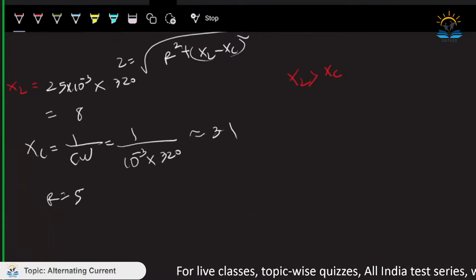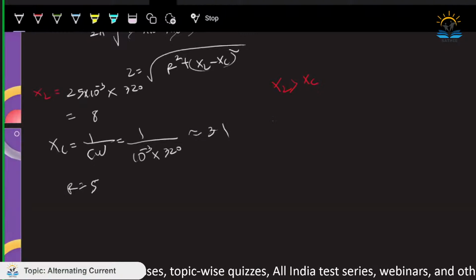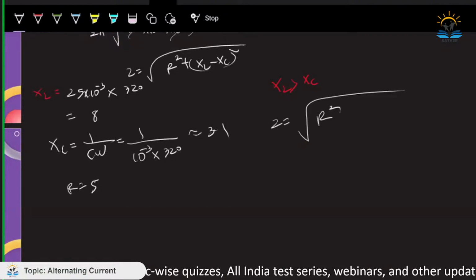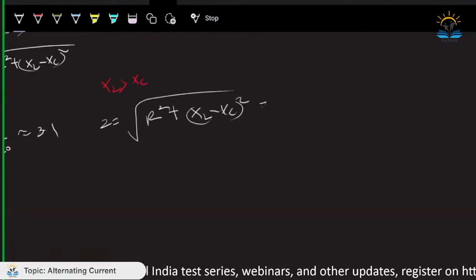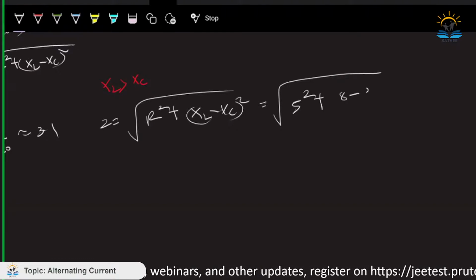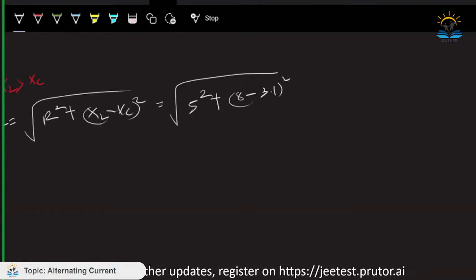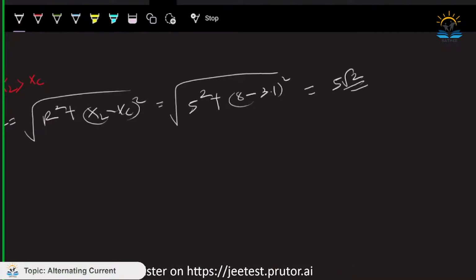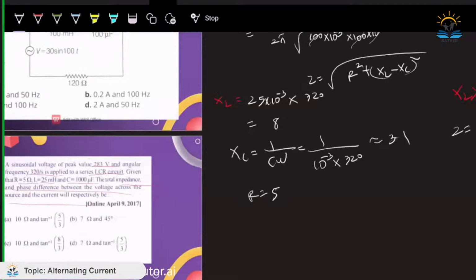So our impedance will be root of R square plus XL minus XC whole square. So it will be root of 5 square plus 8 minus 3.1. 8 minus 3.1 is approximately 4.9, then I can take it as 5. So root of 5 square plus 5 square, it will be 5 root 2. Root 2 is 1.4. 5 into 1.4 is approximately 7. So impedance we got is 7.